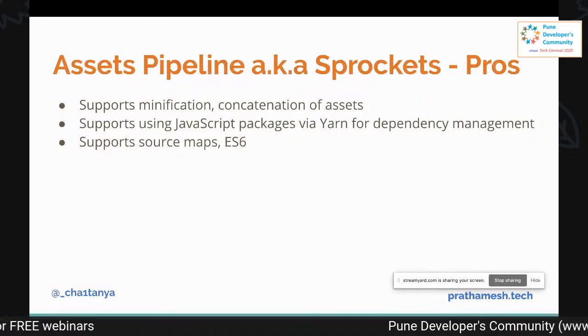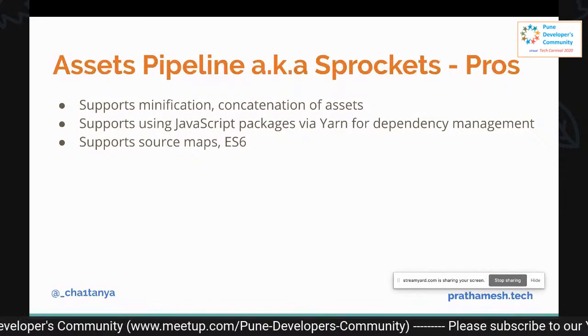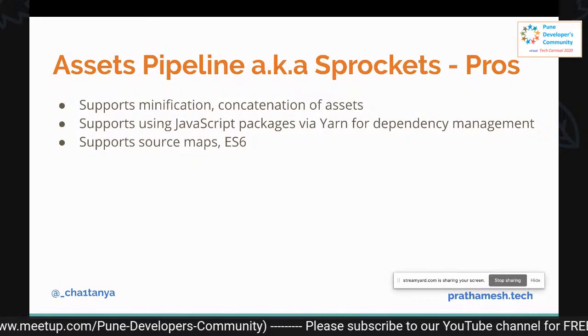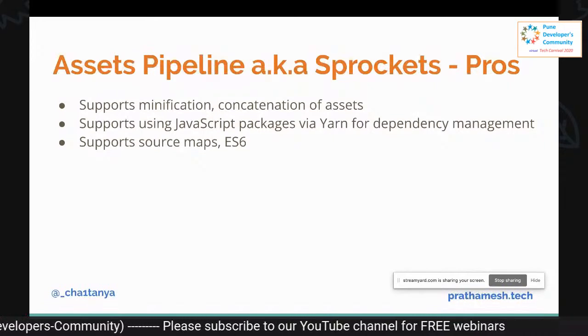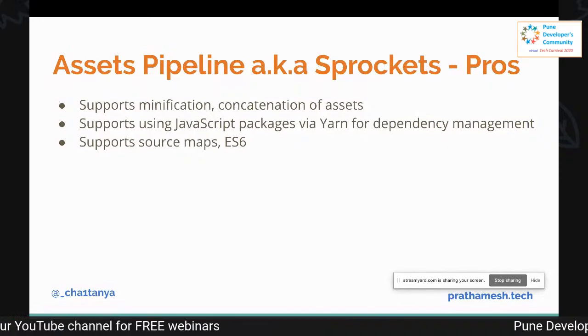But at that time, around 2007, Rails introduced a tool called the Assets Pipeline, which was also known as Sprockets. This tool was a Ruby gem, a Ruby library. It supported minification and concatenation of the assets.